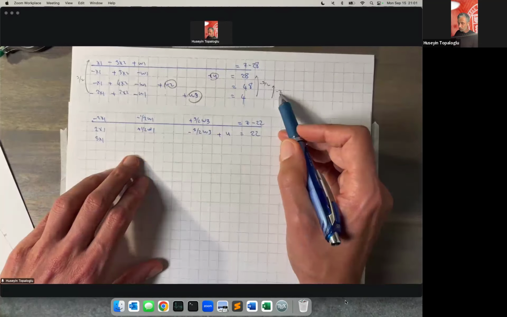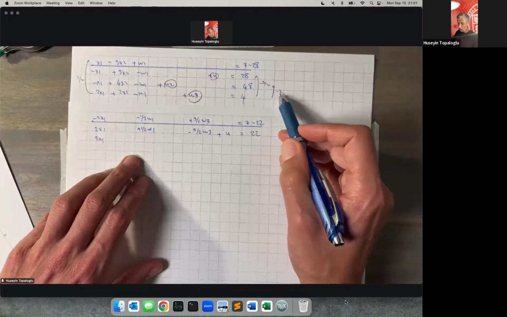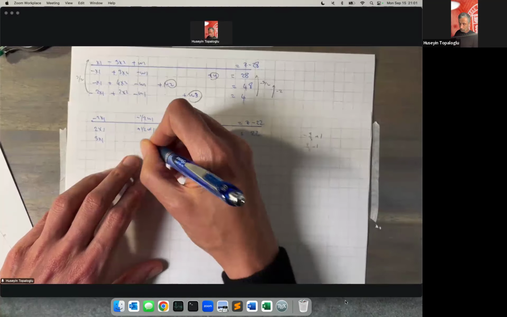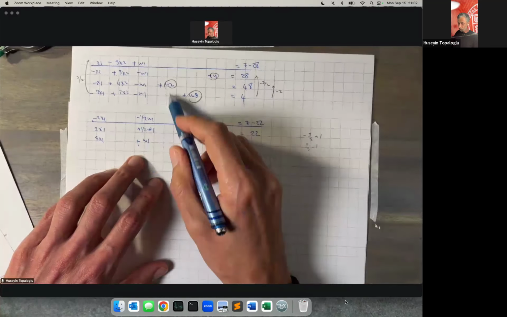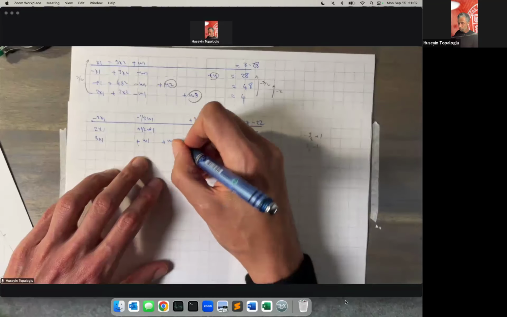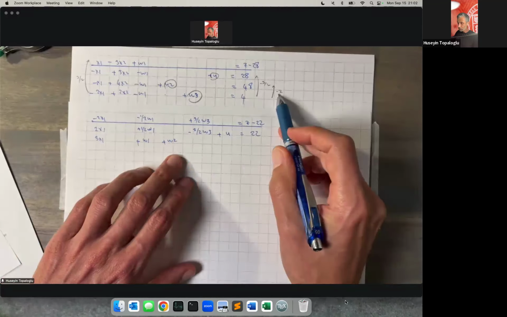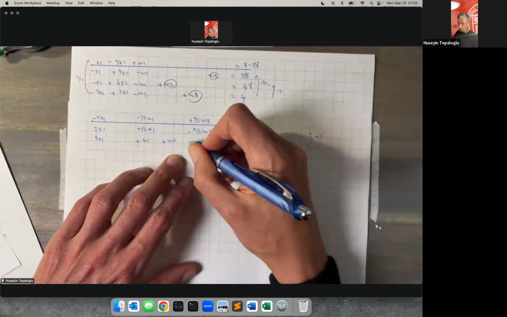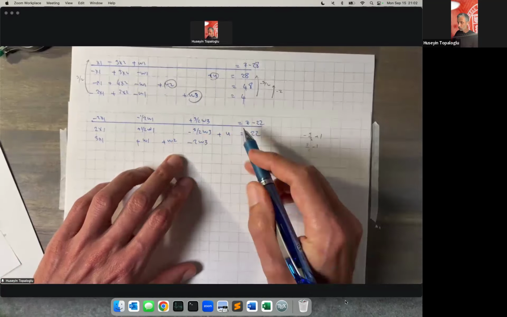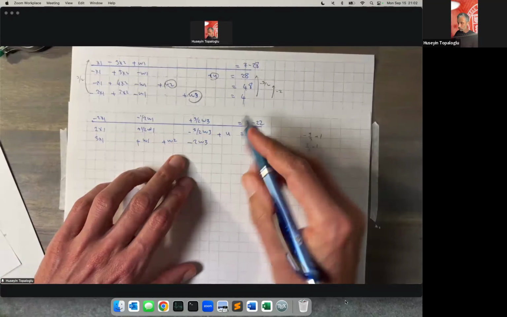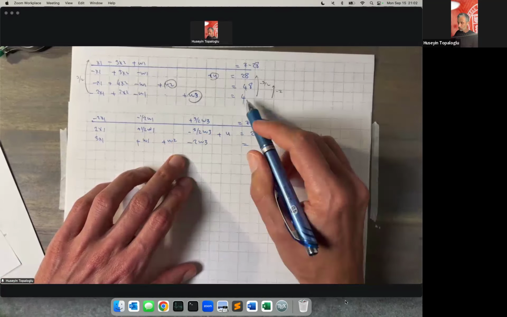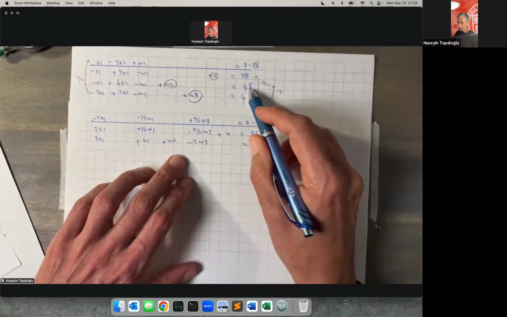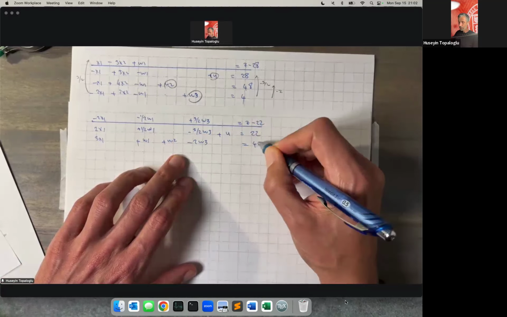Minus w1 times minus 2 is 2w1, minus another w1, plus w1. 0 w2 times minus 2 is 0 w2, plus another w2, w2. w3 times minus 2 is minus 2 w3, plus another 0 w3, minus 2 w3. No u here. 4 times minus 2 is minus 8, plus another 48, that's 40.